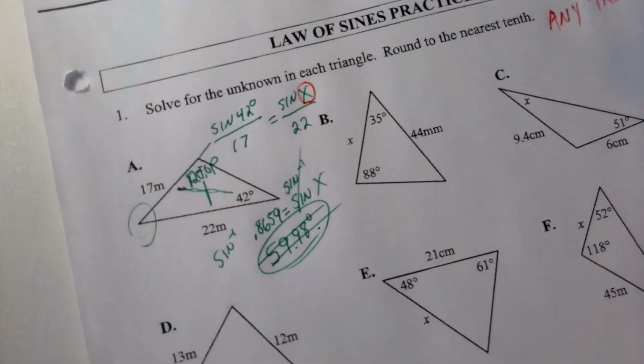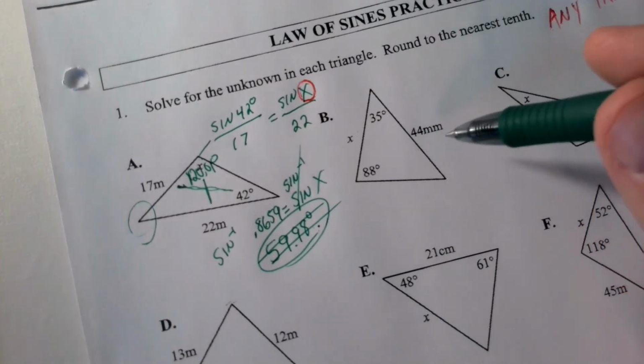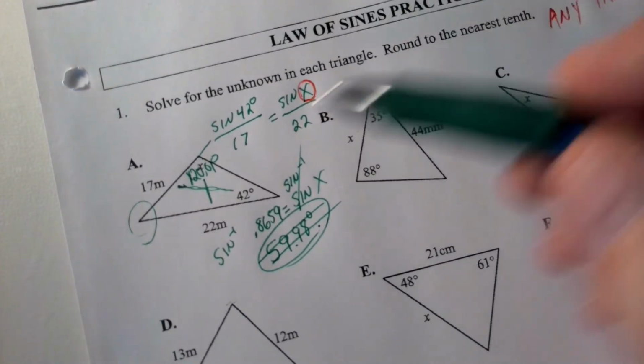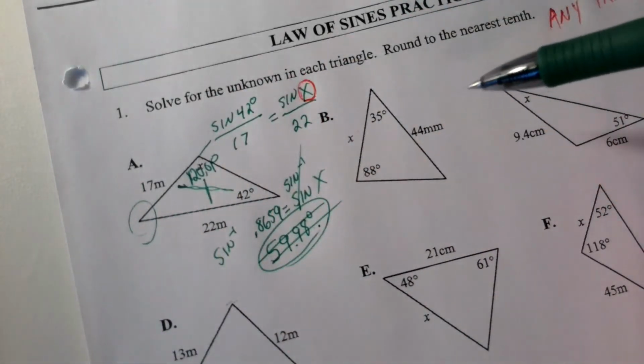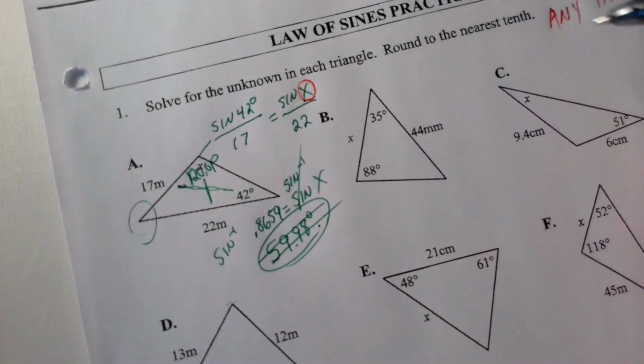Okay? So I'm going to go right here. We're going to do this one and see if this makes a difference. Now, we only had to worry about that first thing on A when we have an obtuse angle. You can see that on B, we don't have any obtuse angles to worry about. So, okay, let's go ahead and try and solve B.